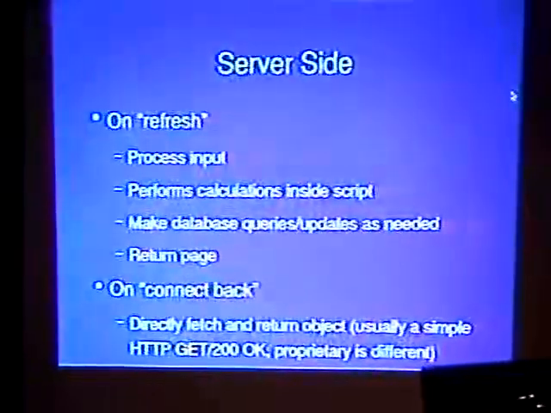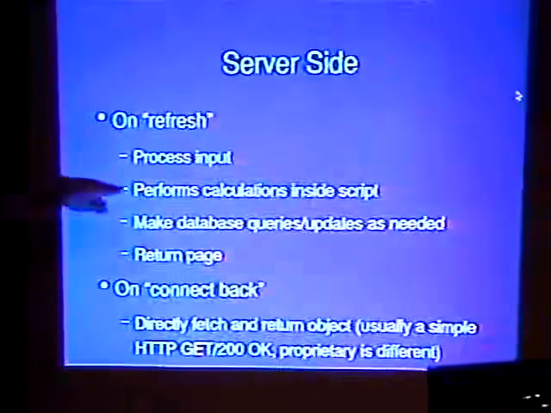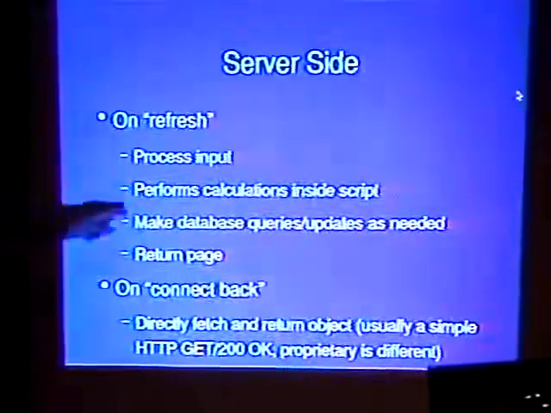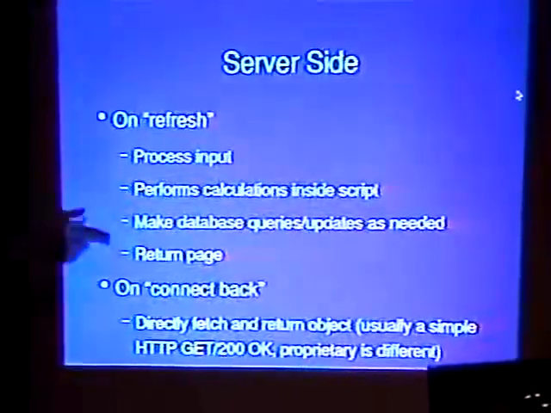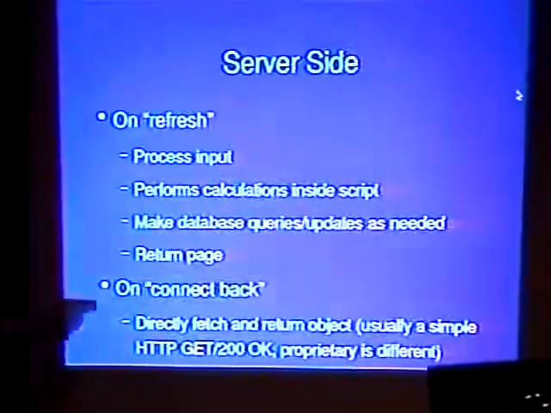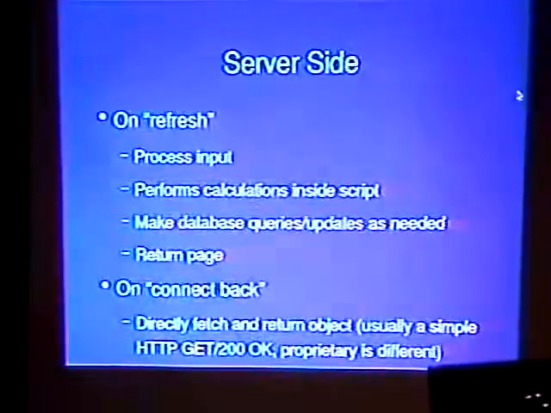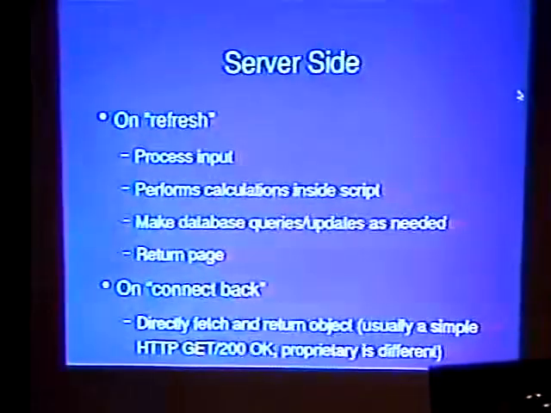So, server side. On refresh, basically we're processing input, performing some types of calculations inside a script, possibly making database queries and updates, returning back a page. On connect back, we're literally just directly fetching and returning some object. It's normally just a simple HTTP GET with a 200 OK response. And proprietary is different. We don't really know, but we don't really care.